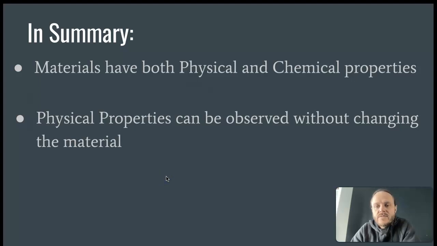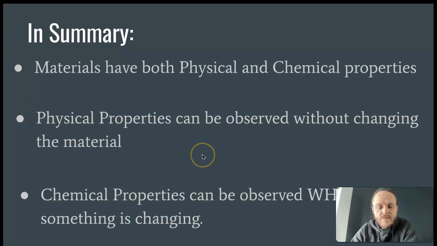In summary, materials have both physical and chemical properties. Physical properties can be observed without changing the material, and chemical properties can be observed while something is changing.